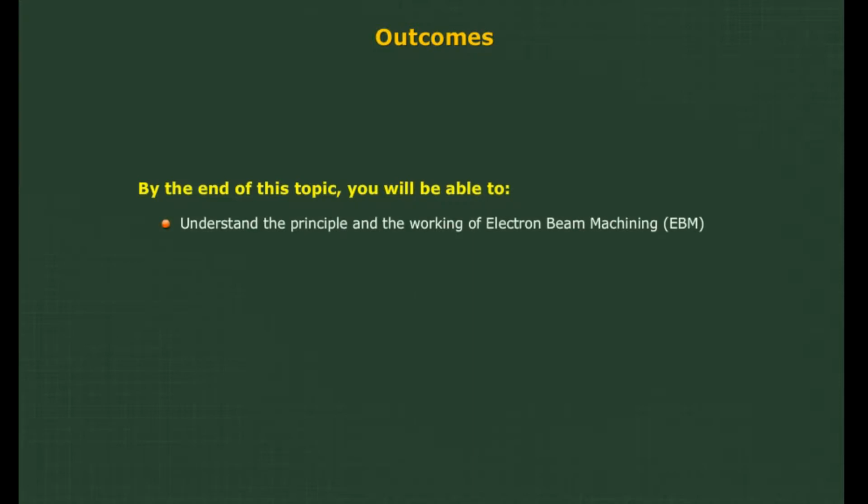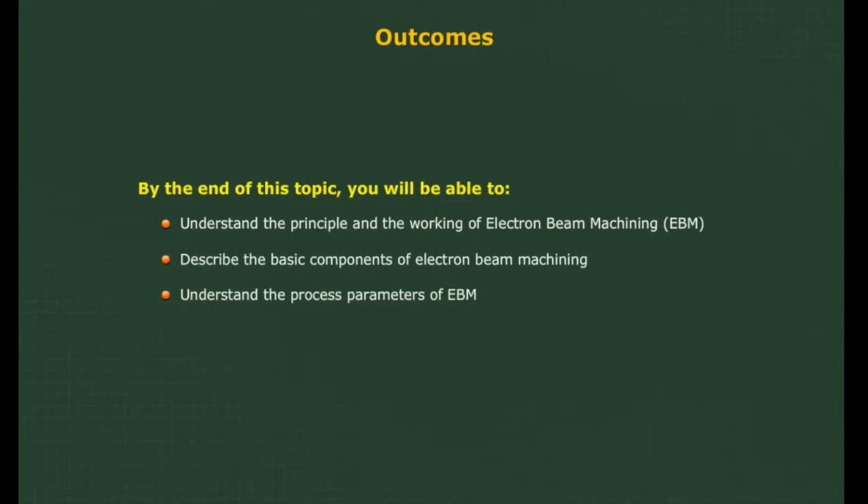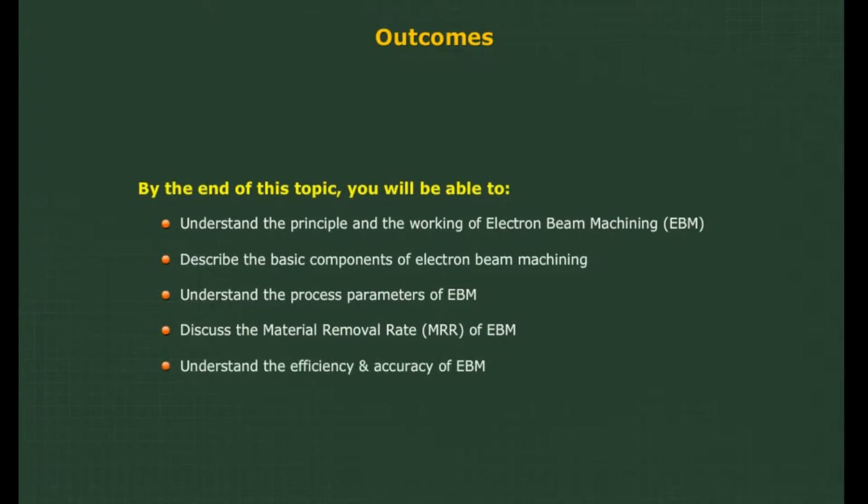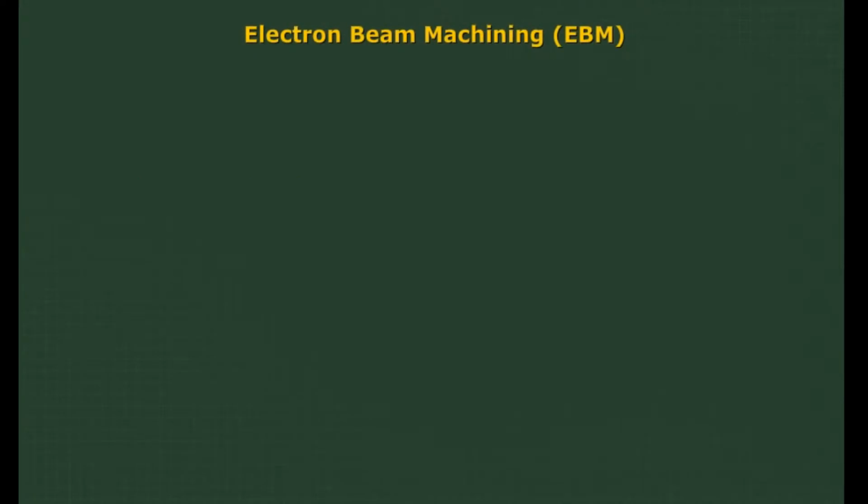of EBM. Outcomes. By the end of this topic, you will be able to understand the principle and working of electron beam machining, EBM, describe the basic components of electron beam machining, understand the process parameters of EBM, discuss the material removal rate, MRR, of EBM, understand the efficiency and accuracy of EBM, explain the applications, advantages and limitations of electron beam machining. Electron beam machining, EBM. Introduction.